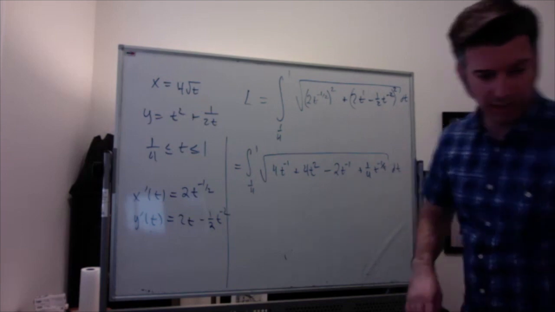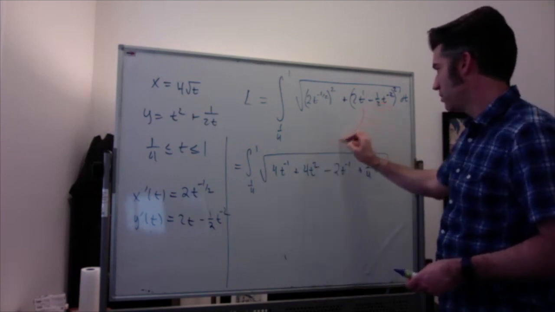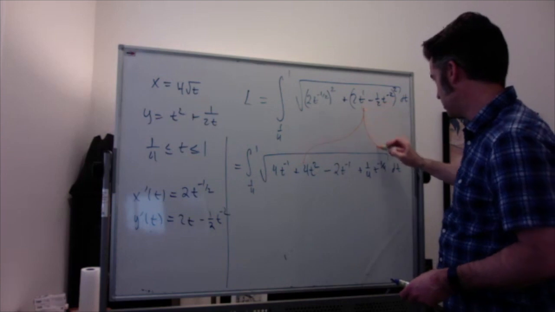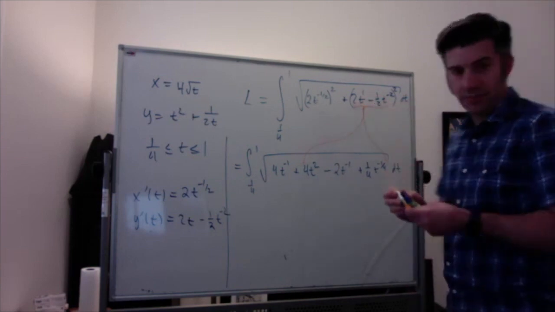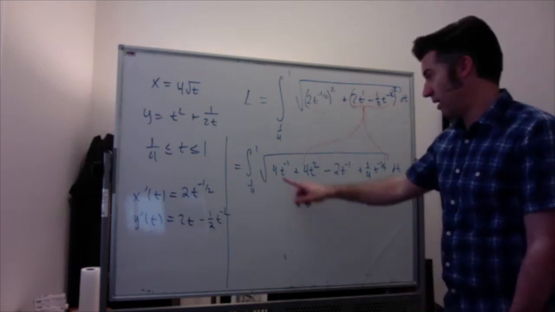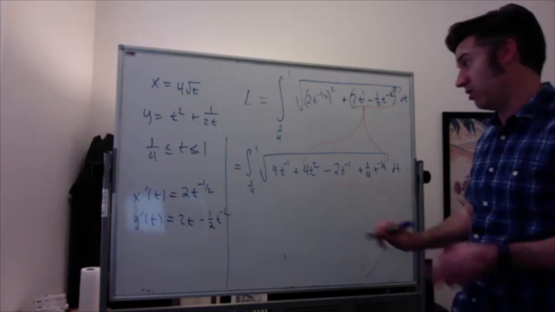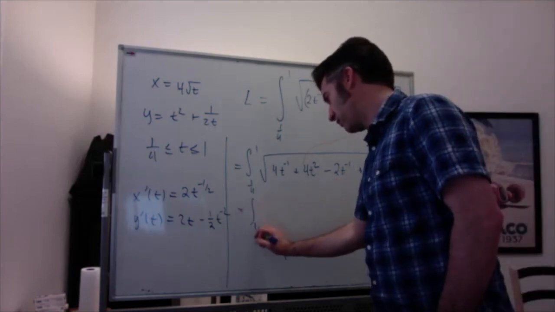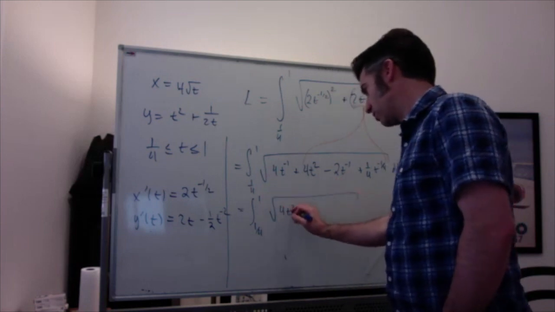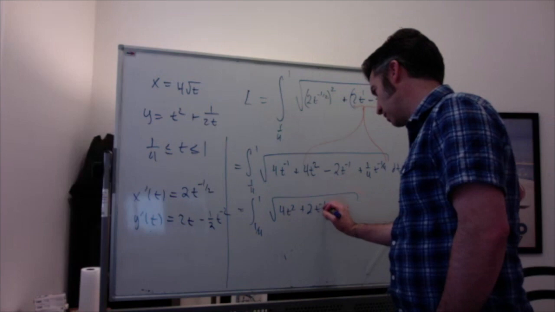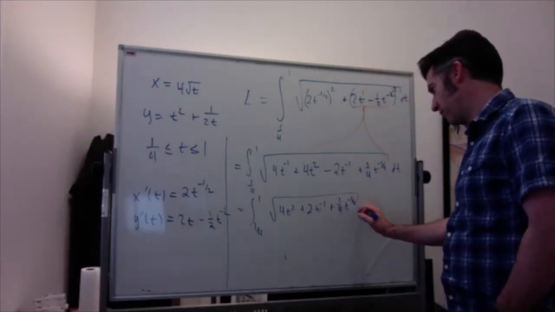I just want to remind everybody that this part here is this. That's what all this is up here. Okay, well now look what's going to happen. I'm going to add 4t to the negative 1 to negative 2t to the negative 1, and I'm going to get positive 2t to the negative 1. This is going to be the integral from 1/4 to 1 of the square root of 4t squared plus 2t to the negative 1 plus 1/4 t to the negative 1/4.